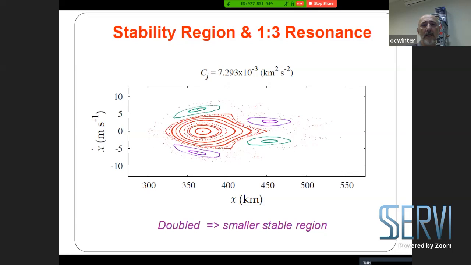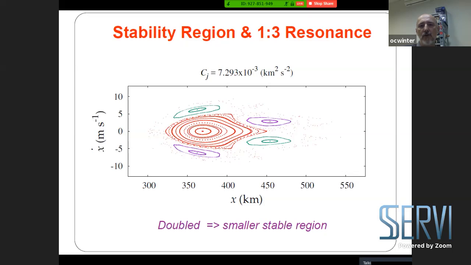Here the value on the top of the plot corresponds to the Jacobi constant that is actually a kind of energy of the problem. And here we are showing one surface of section where the 1 to 3 resonance appears. It appears doubled. So there is a pair of solutions. The 2 green islands are one solution, and the 2 purple islands are another solution. That's the first important information.